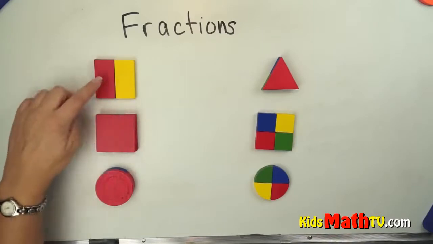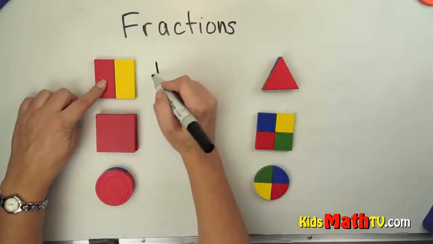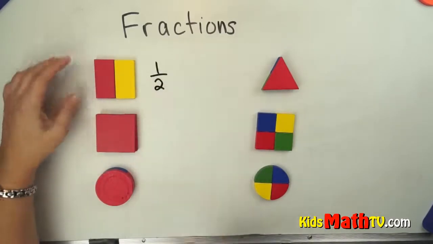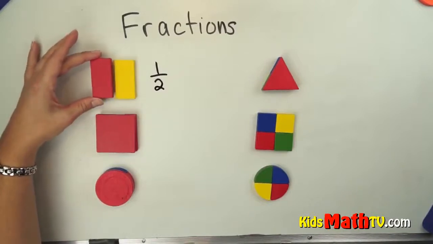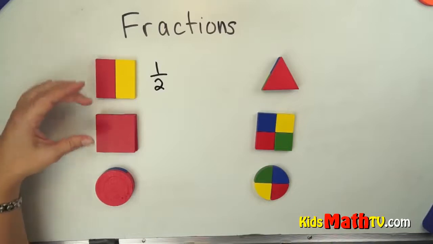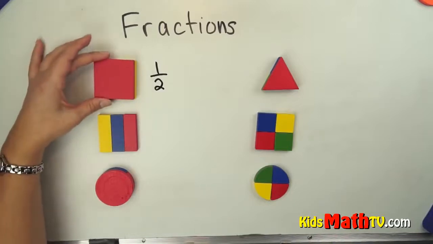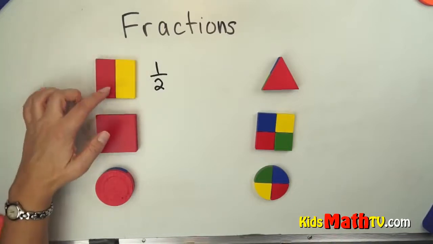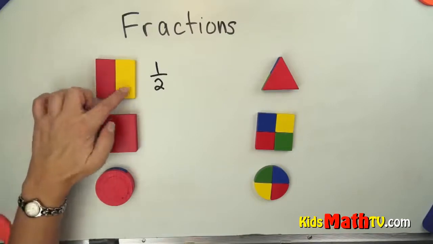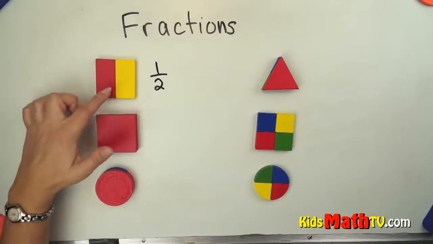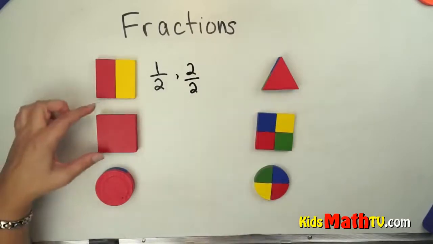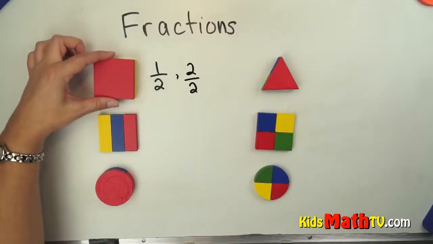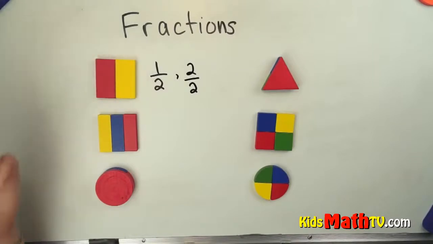If I have one out of two parts, we call that 1/2. This is the exact same shape and size as the other piece. And if we put two of them together, we get this whole square. So we call that 1/2. We also have 2/2. We also just call that one whole, but we can call it 2/2.